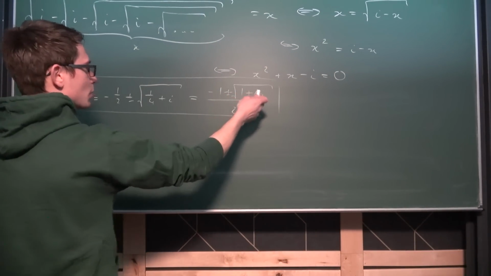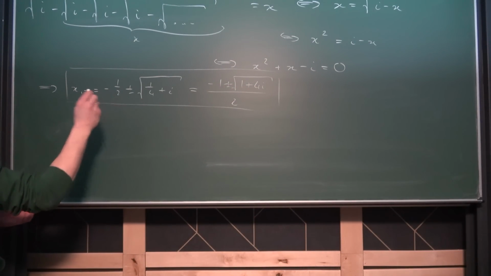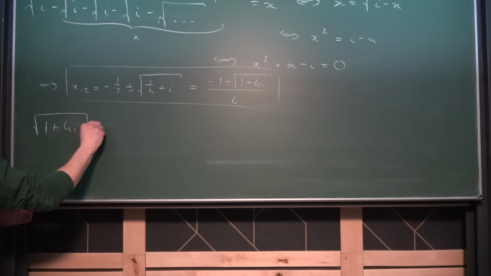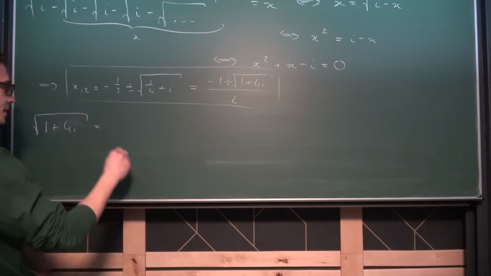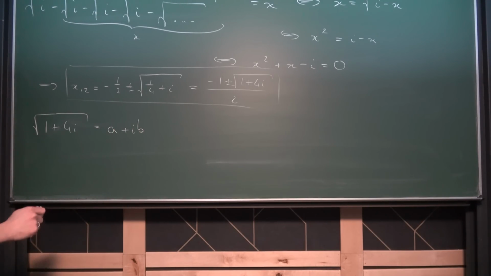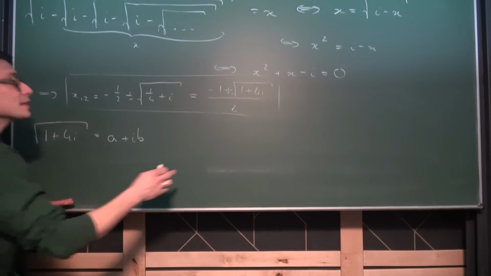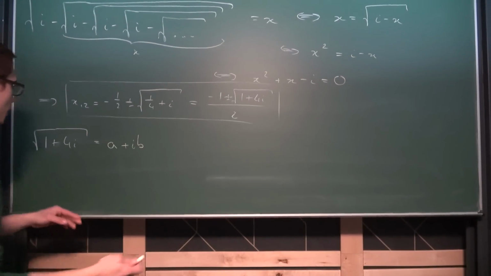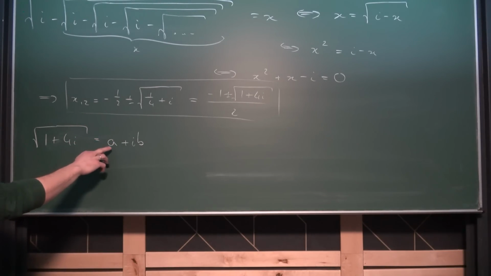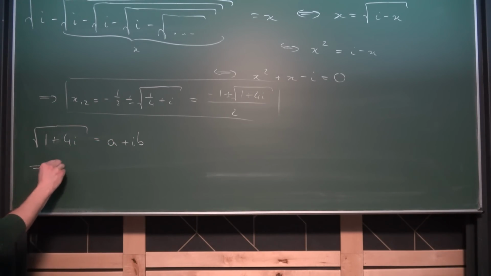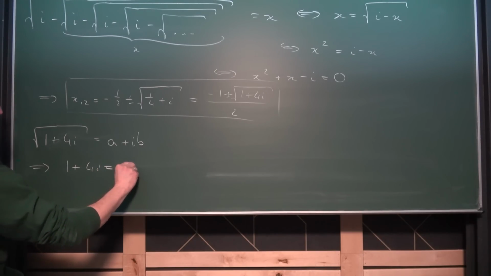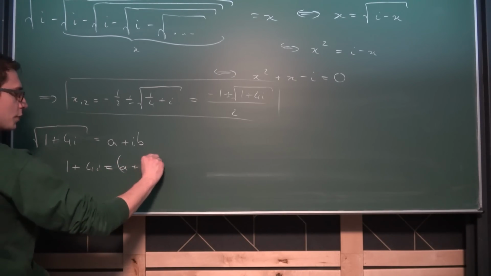Let us take a look at the square root of 1 plus 4i. This right here is going to yield a complex number in some kind of way, so of the form a plus ib. So we can solve this by, once again, the same procedure as here, a substitution just like we did before. We are going to square both sides, giving us that 1 plus 4i is hence equal to a plus ib, but the whole thing squared.